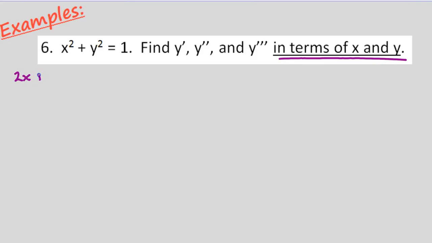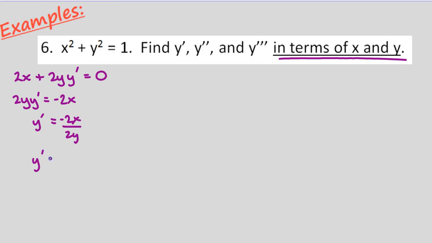We have 2x plus 2y y prime equals 0. And then isolate y prime. So 2y y prime equals negative 2x. Divide by 2y, negative 2x over 2y. And then simplify. Y prime equals negative x over y. Yay, one down, 2 to go.